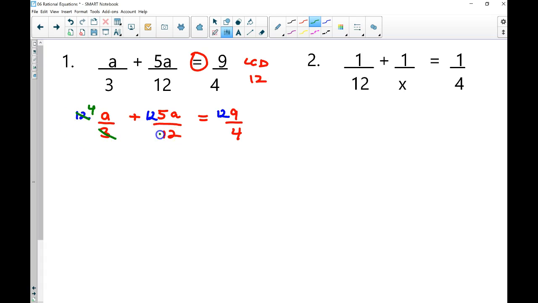3 goes into 12 4 times, 12 goes into 12 once, and 4 goes into 12 3 times. Remember, it's 3 times 9 that you're left with, 4 times A. So let's rewrite the expressions. 3 times 9 is 27. Notice you no longer have a denominator using this method. So we're going to solve this as a linear equation because there's no A squared. We're going to combine like terms and solve for A.